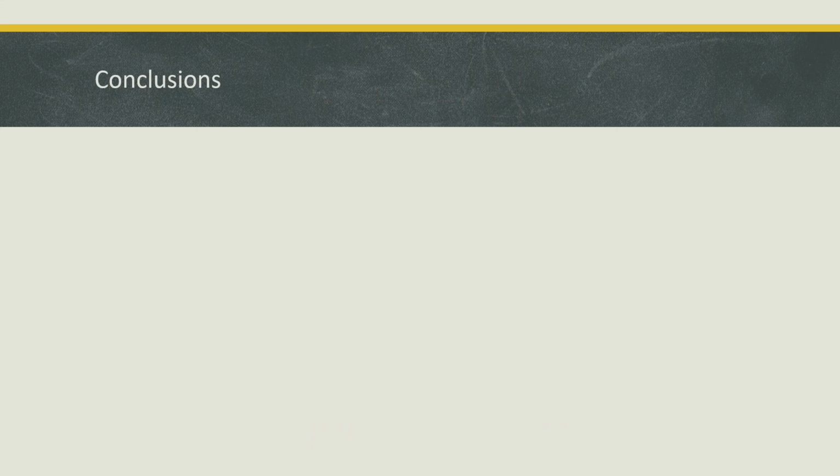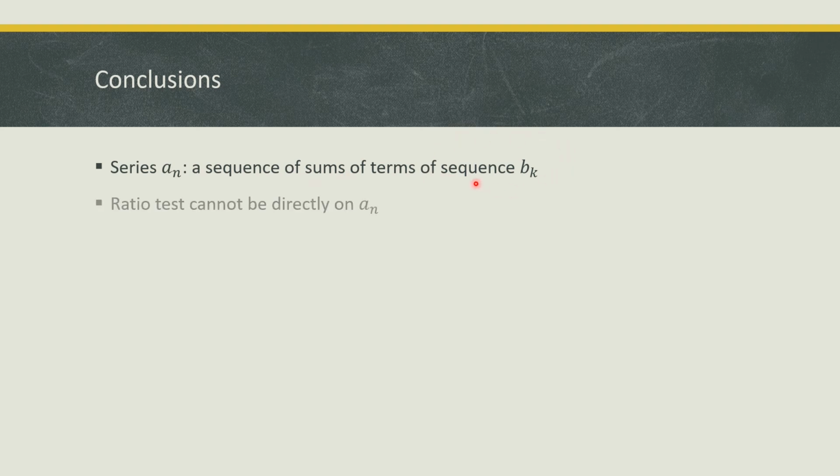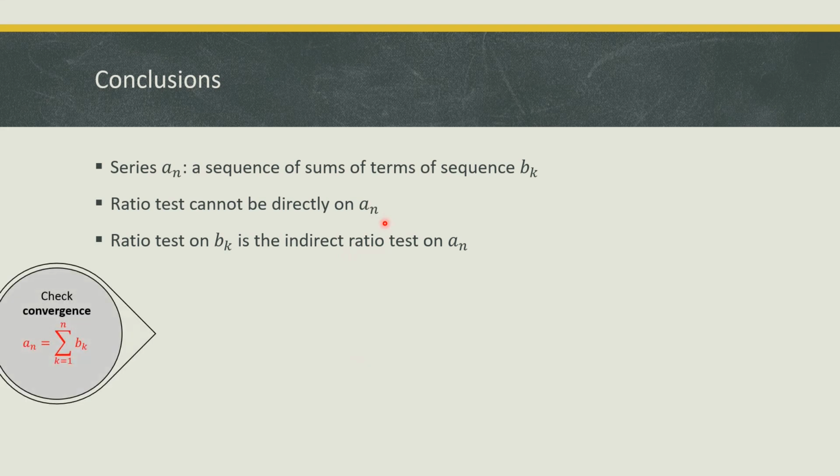So what have we learned from this video? We've also learned this from a previous video, that a series a sub n is just a sequence of sums of terms of sequence b sub k. And we cannot directly use the ratio test on a sub n because it gets complicated. But we can use the ratio test on b sub k as an indirect ratio test for a sub n because of the following reasoning.